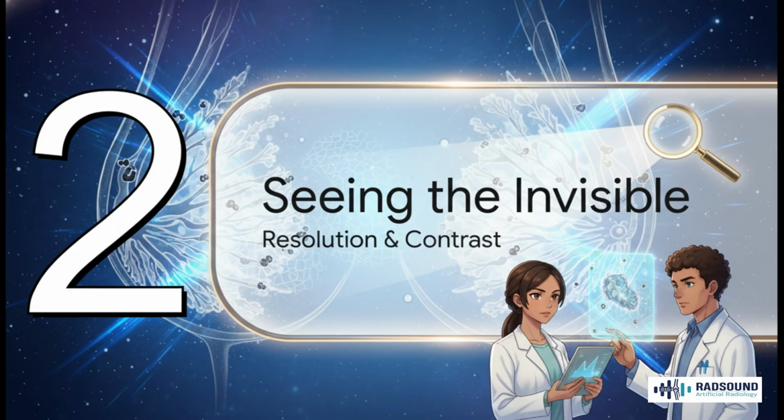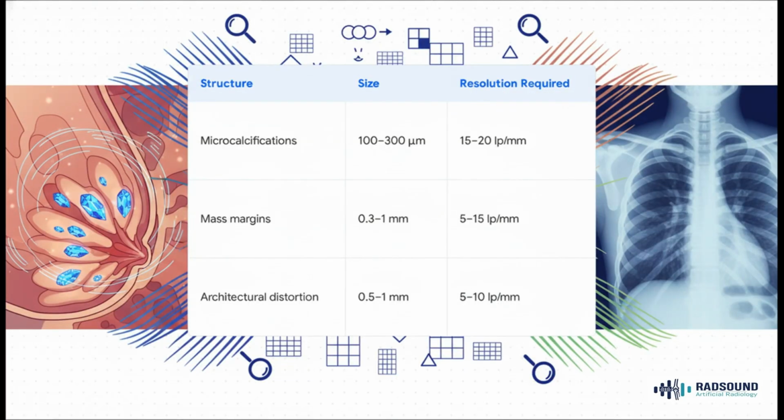Okay, so let's dig into those first two corners of our triangle, resolution and contrast. The demands here in mammography are unlike anything else in radiography. We are truly, literally trying to see the invisible. Just look at these numbers for a second. To reliably spot microcalcifications, we need a resolution of 15 to 20 line pairs per millimeter. That's how many tiny distinct lines you can cram into a single millimeter and still tell them apart. To put that into perspective, a standard chest X-ray only needs about 3 to 5. We are playing a completely different game here.